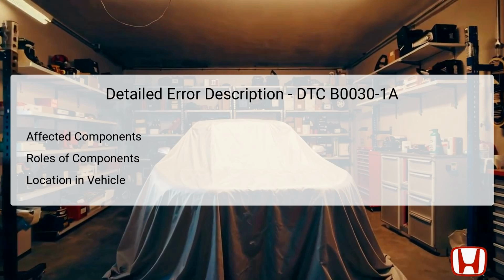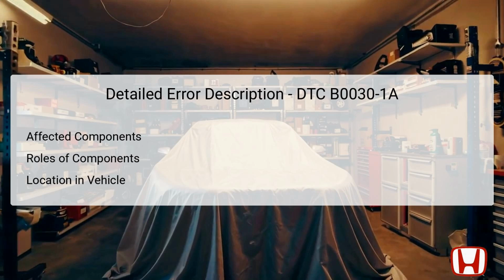The DTC B0030-1A suggests that there is a decrease in resistance in the left rear side airbag inflator. The main components affected by this code include the left rear side airbag, the inflator itself, and the SRS unit. The left rear side airbag is located in the side trim of the rear passenger area and is responsible for deploying during a side impact to cushion the passenger. The inflator generates gas to fill the airbag, ensuring it deploys rapidly.